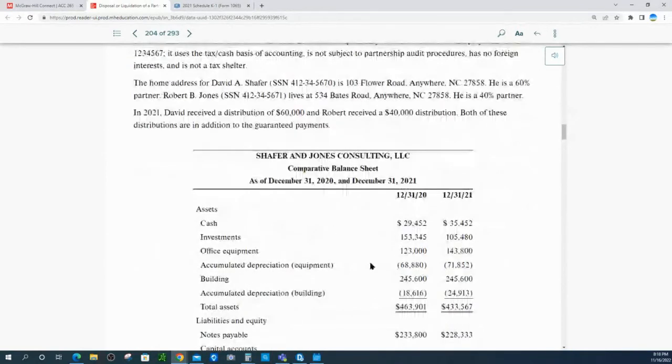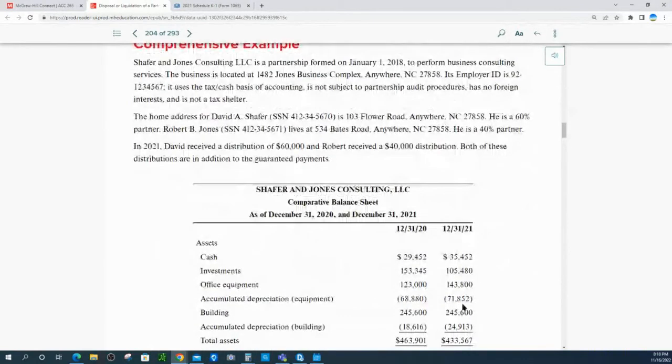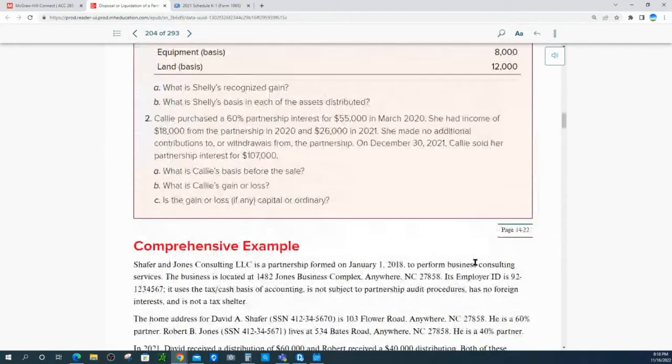So let's take a quick look at this comprehensive example, just so you can see where everything would show up on the 1065. I guess first, does anybody have any questions about the liquidating and distributions and disposal?